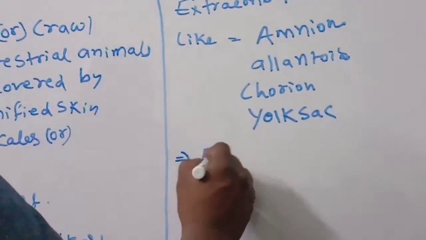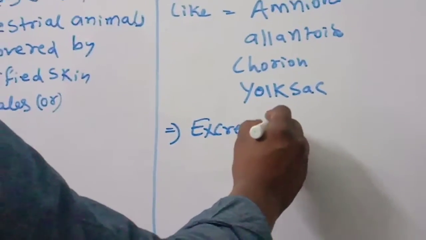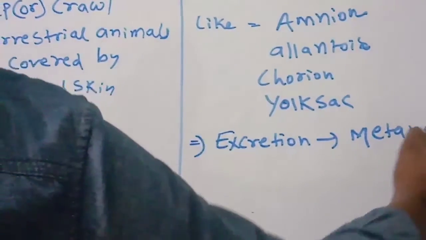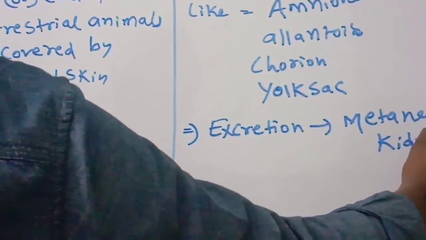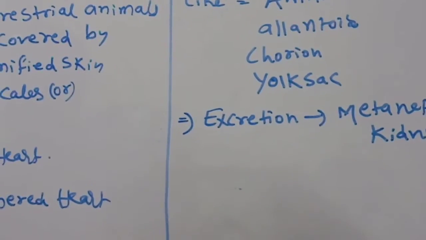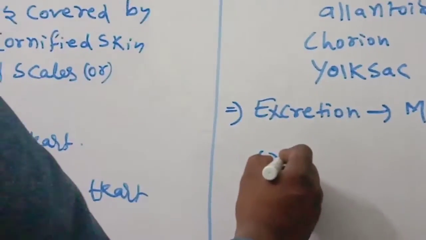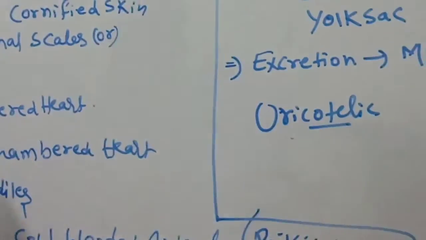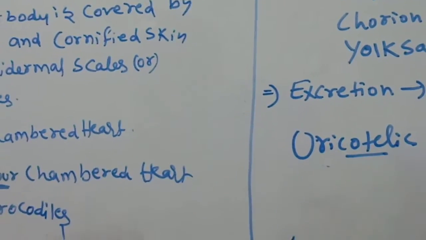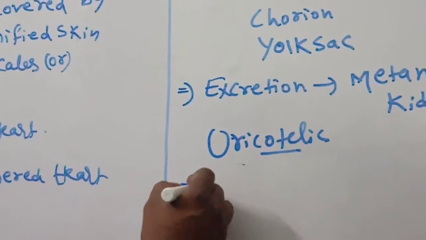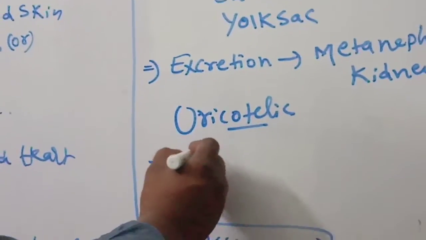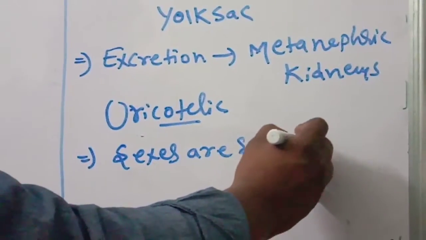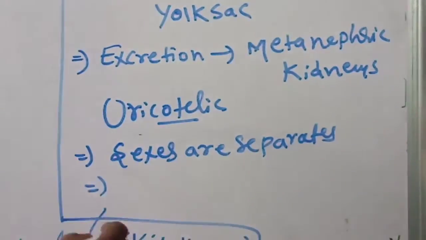Excretion by metanephric kidneys, and all are uricotelic. Uric acid will be released. That's why they are called uricotelic. Next important, the sexes are separate. Male and female are separate.